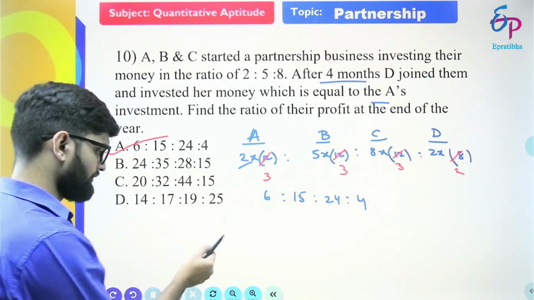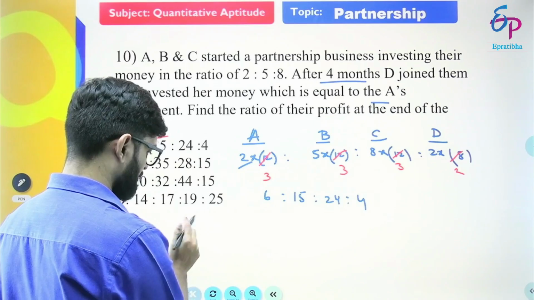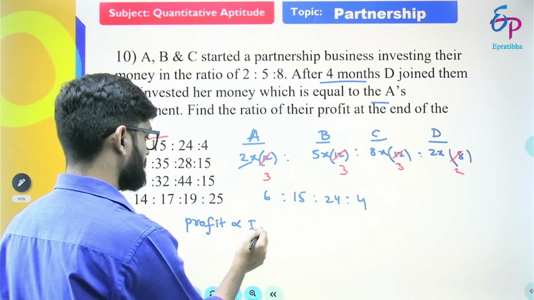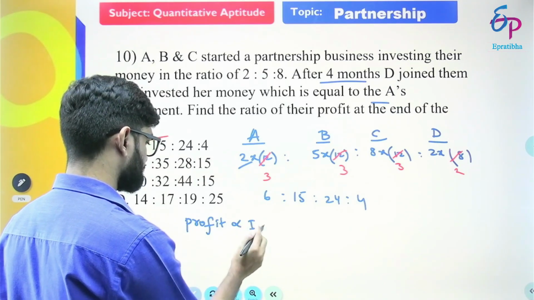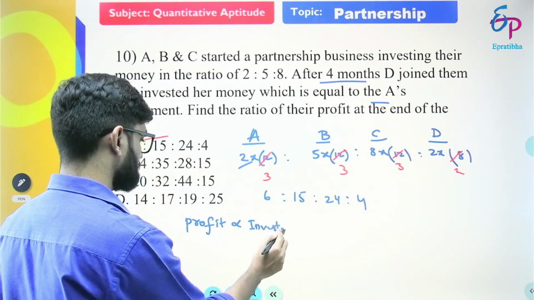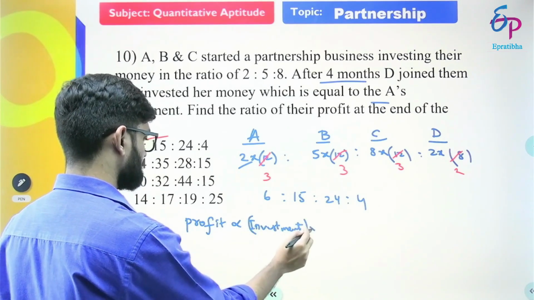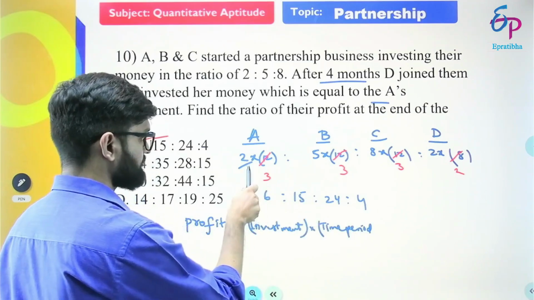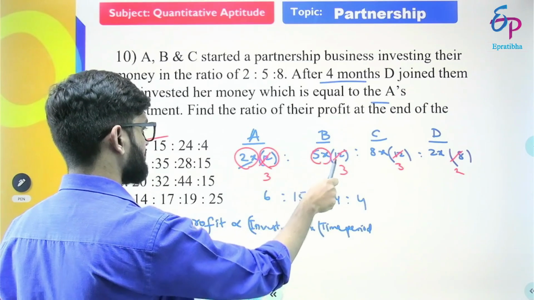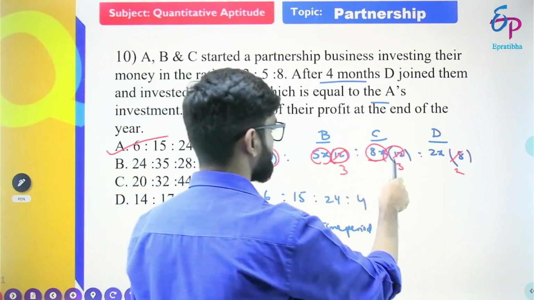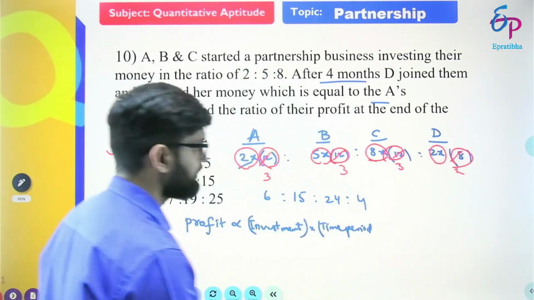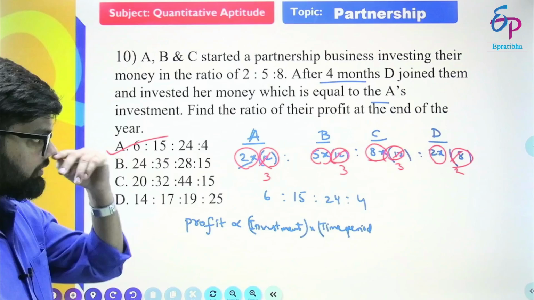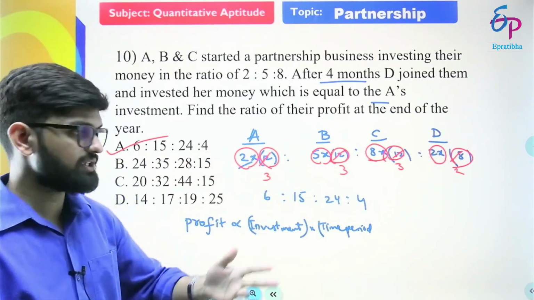Don't forget, the profit ratio always depends upon the investment ratio and the time period. So this is the investment of A, this is the time period of A. This is the investment of B, this is the time period of B. This is the investment of C, this is the time period of C. This is the investment of D and the time period of D. In the same ratio you have to take the profit. So obviously this is possible, right? This is possible outside as well.